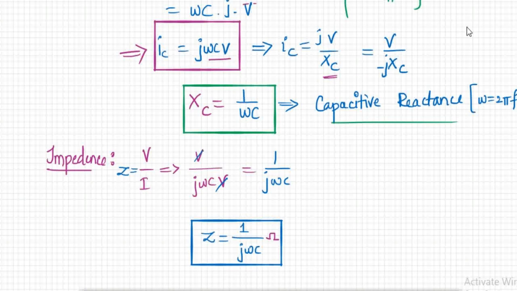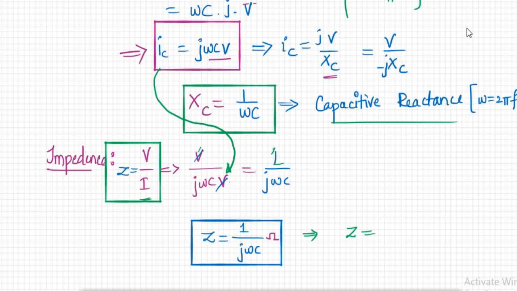Z equal to V by I is called impedance for AC circuits. In place of I, I am going to replace it with this expression, j omega c into V. So V gets cancelled, and we are left with 1 by j omega c ohms, or it can also be written as minus j into XC, because 1 by omega c can be replaced with XC.